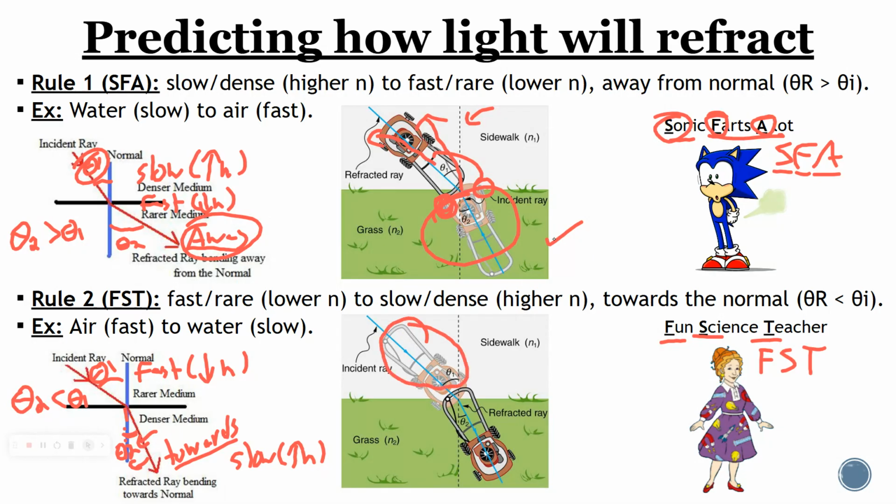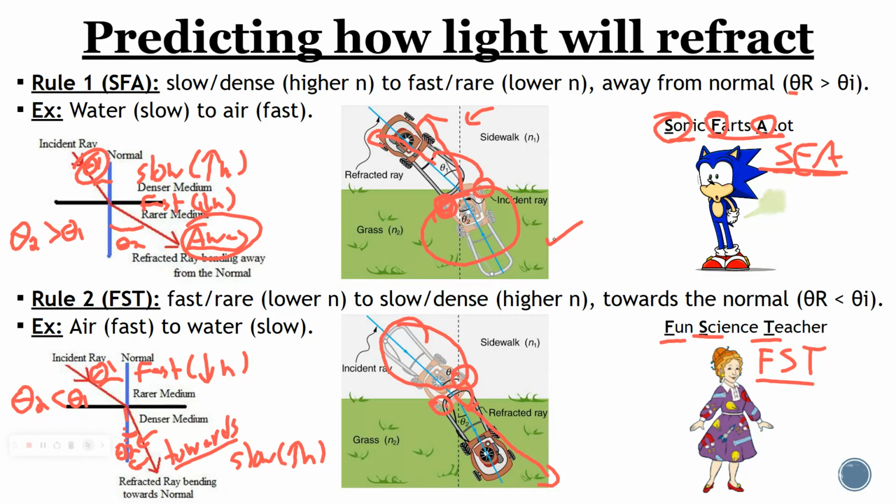You start off on the pavement, and then as you go onto the grass, this wheel gets on the grass first, so it slows down before this side and drags the lawnmower this way, a little bit closer to the normal, rather than continuing down this path here. So it's the opposite situation. Again, that refraction is happening because the light ray changes its speed at different points as it enters the second medium. So you have to remember the tricks FST and SFA to make predictions about how your refracted ray will bend, away from the normal or towards the normal.